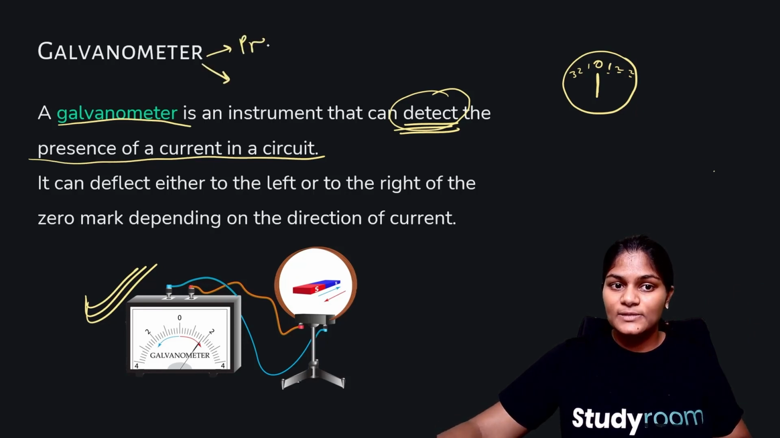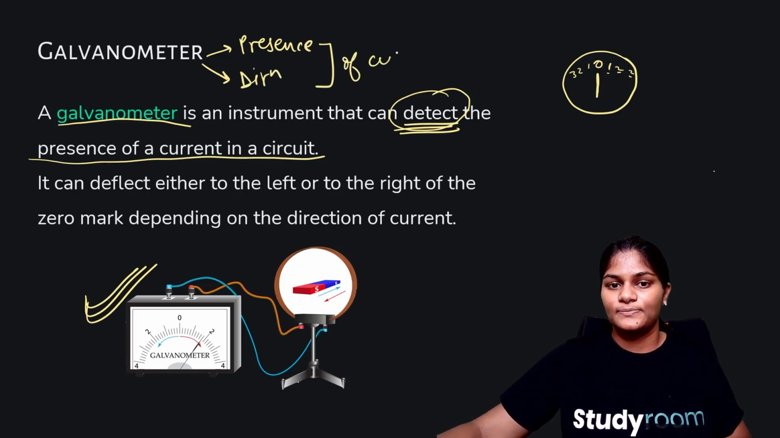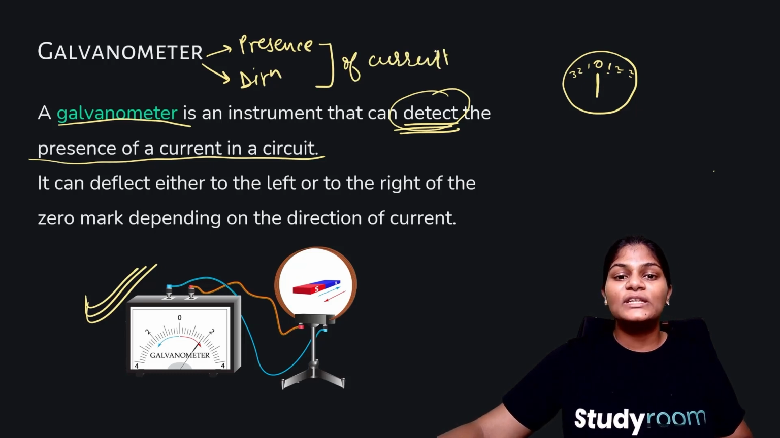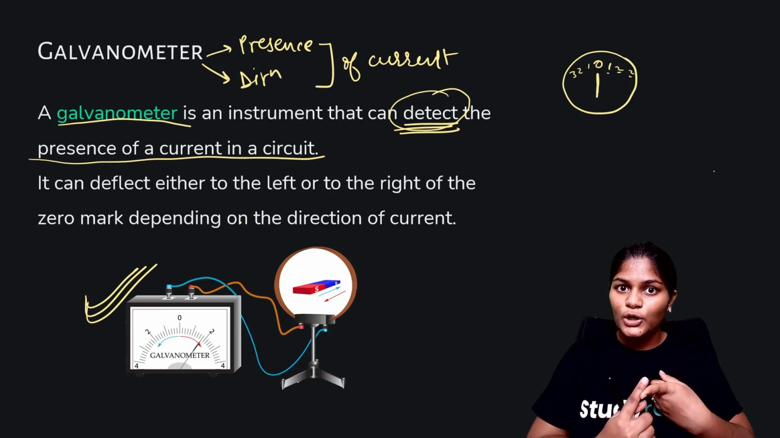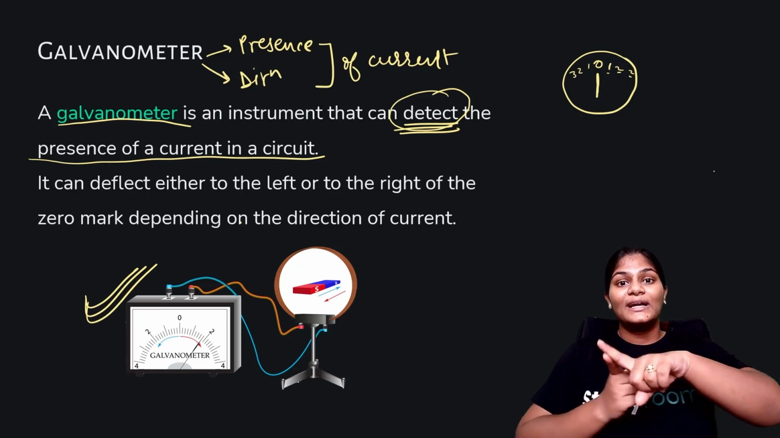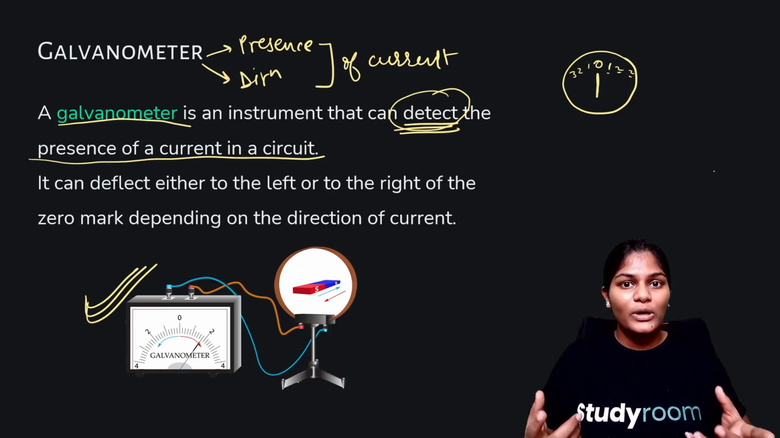The presence and direction of current. Okay, so these are the two things that a galvanometer will tell you: if there is a current in the circuit or not, and it will also tell you the direction the current is in. What do I mean by that?